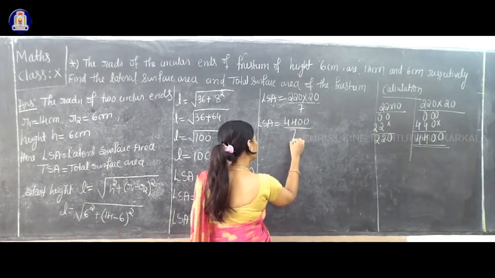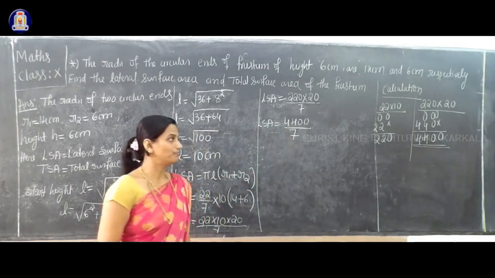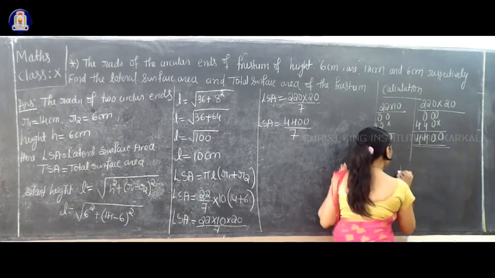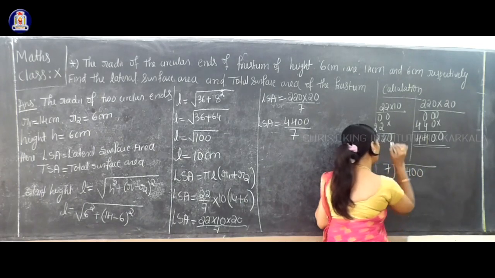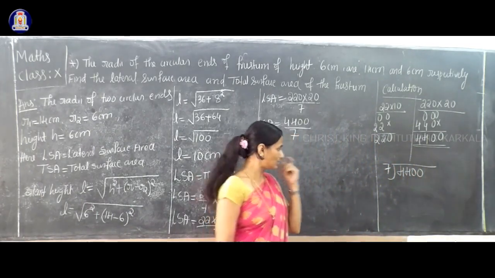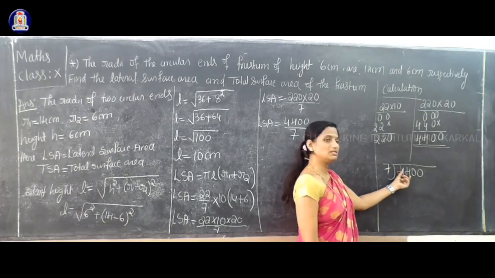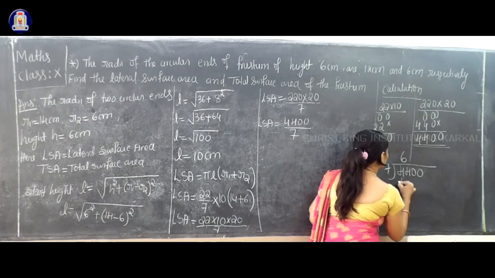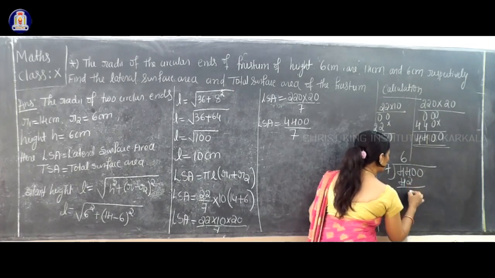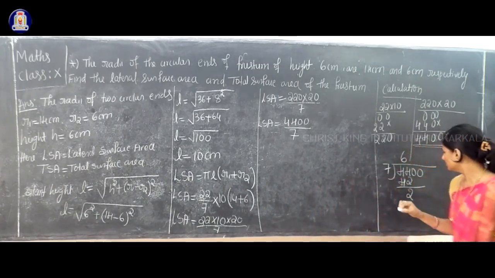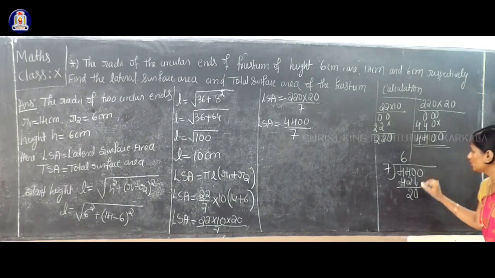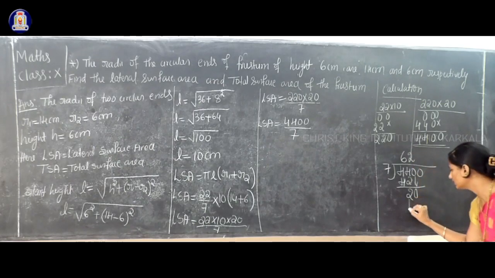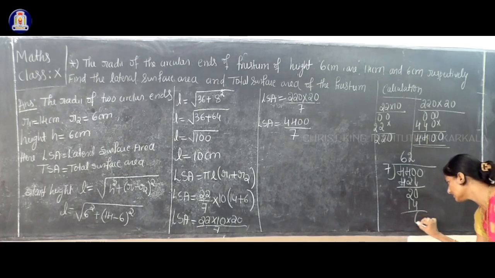So now division. 4,400 divided by 7. Correct? Take the first two numbers. 7 5s are 35, 7 6s are 42. So 7 6s are 42, and here 2 remainder. Now next is 20. 7 2s are 14, and the remainder is 6. So how much is it?